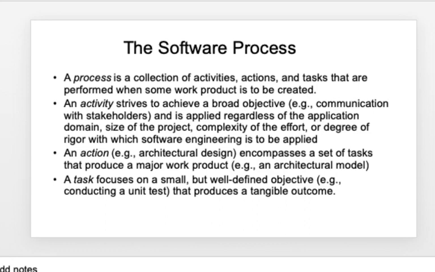The next one is called the action. For instance, architectural design is an action. An action consists of a set of tasks that basically produce a major work product like a model. What is a task? A task is a small, well-defined objective. For example, conducting a unit test is a task. So, once the task is performed, I will get what is called a tangible outcome.